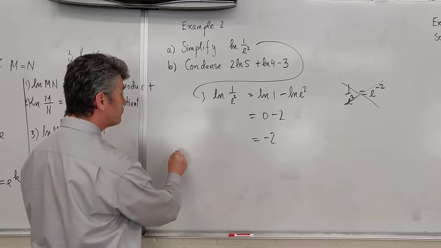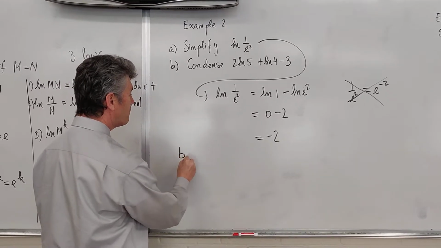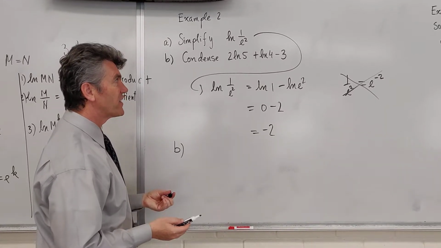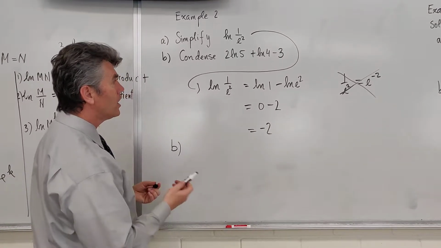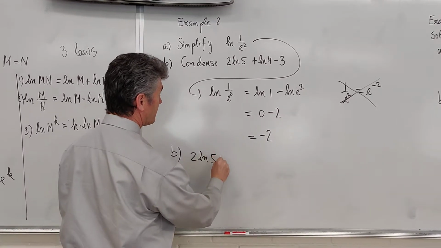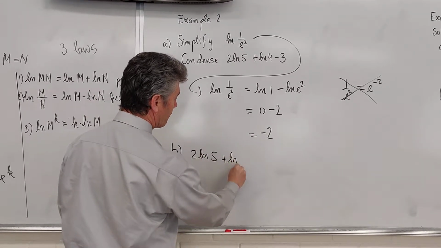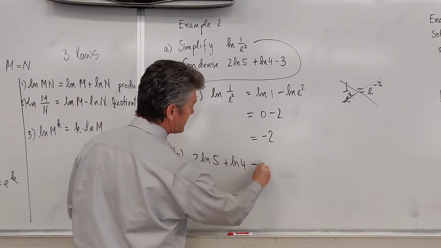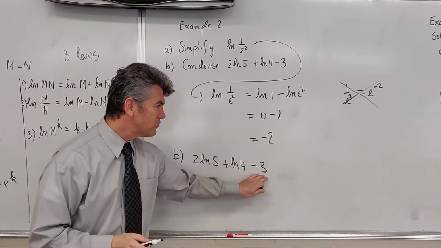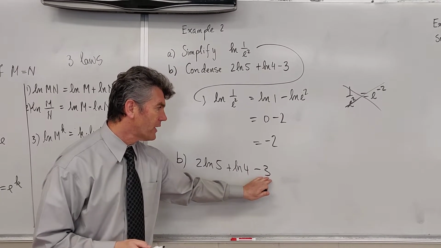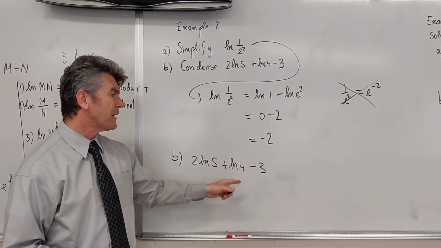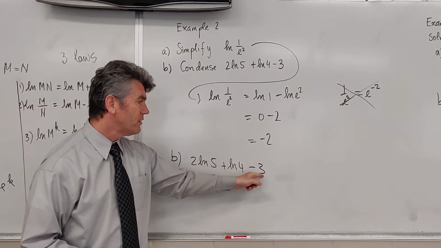We're now going to move to b. For b, we need to condense that expression. That means you need to rewrite it as 1 logarithm. So we have 2 natural log of 5 plus natural log of 4 minus 3. So the first thing that we need is to do something about this 3. There's something wrong with it. The other ones have logs with the base of e, not 3.